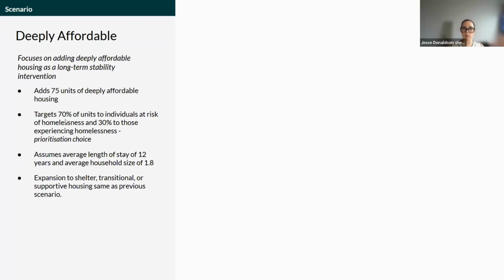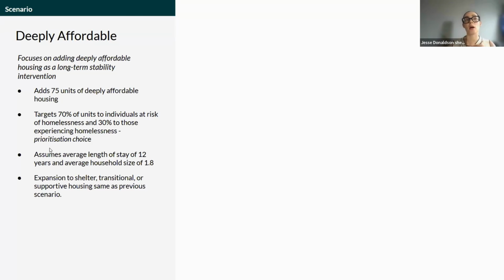What we say is 70% of those units in our prioritization criteria are going to go to individuals at risk of homelessness. That's a choice. And that's not how community housing lists are necessarily built right now. So I'm going to say most of this deeply affordable housing needs to go to people experiencing homelessness, but 30% are going to go to those at risk. And that's going to stem some of my inflow over time.